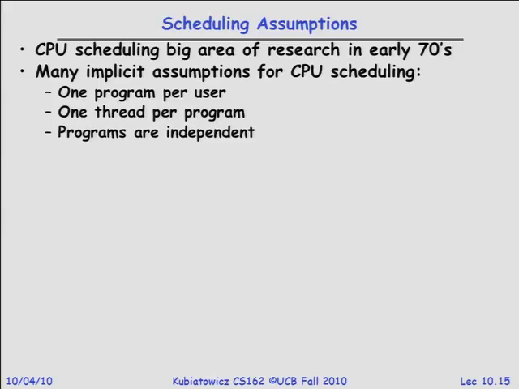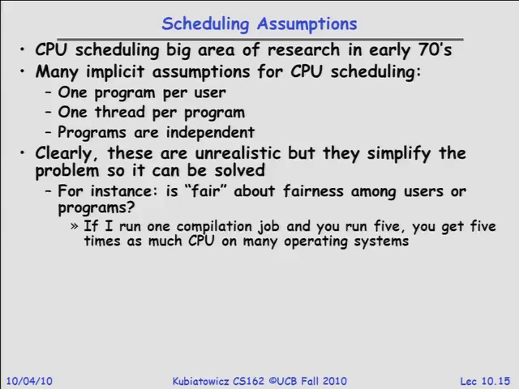Hard to say, right? In fact, I'd say one program per user is certainly not the case. And one thread per program is definitely not the case either. And programs aren't independent. So maybe these assumptions are wrong. Now, clearly they're unrealistic, but they do give us a starting point. If we make those simple assumptions, we'll get more complicated in a bit, but we could ask ourselves, well, suppose we want to schedule fairly.